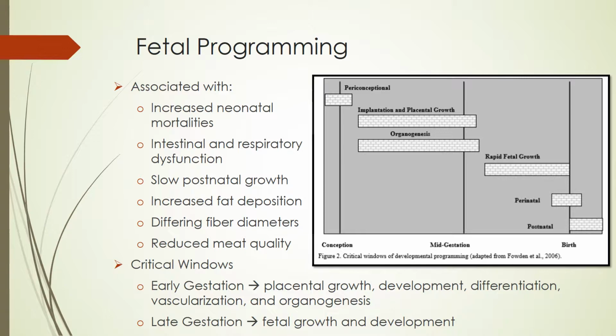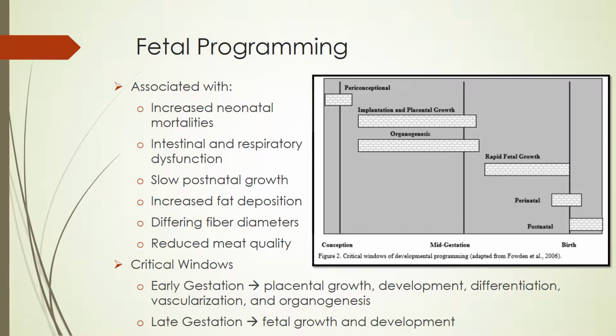Some of the negative impacts associated with nutrient restriction are listed below. Obviously, mortalities are not good for a producer economically. Dysfunction of the intestinal and respiratory systems is going to lead to illness that can hinder the calf's performance. Slow postnatal growth could lead to reduced weaning weights. Increased fat could be good or bad depending on the location. Fiber diameter will impact tenderness and the appearance of the meat, which could overall reduce the meat quality and acceptance. The negative impacts associated with restriction are often determined by which critical window was targeted.